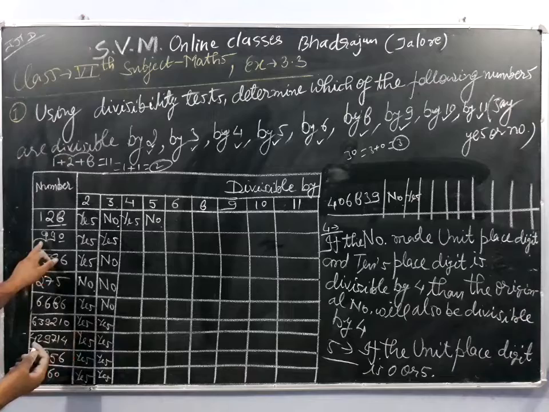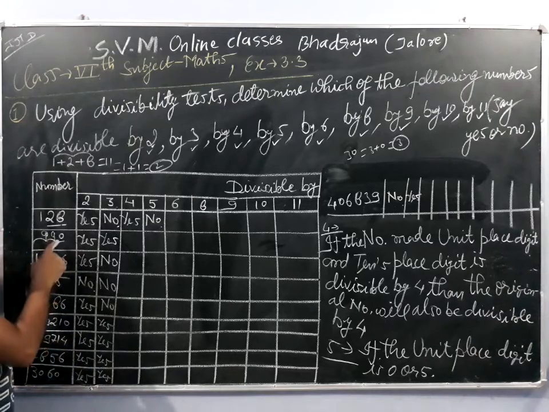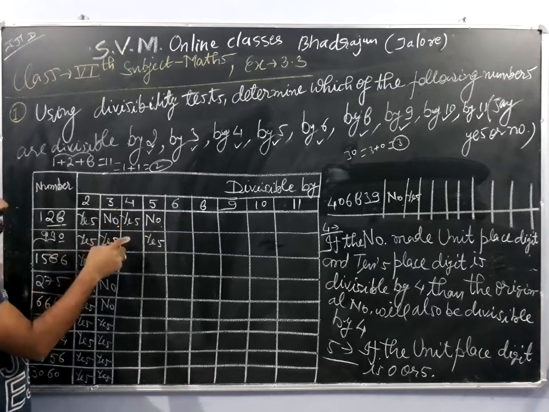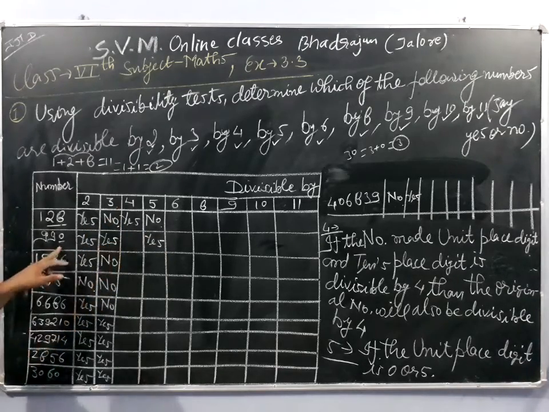Now let us move towards 990. Here we are seeing 0 is the unit place digit, hence the number will be divisible by 5. Now let us check for 4. Unit place digit is 0 and tens place digit is 9. Hence the number made by the unit place digit and tens place digit is 90. We will check whether 90 is divisible by 4 or not.